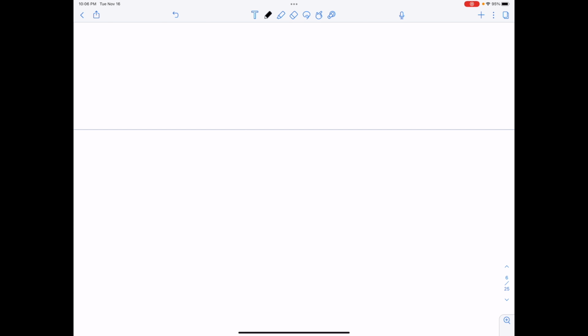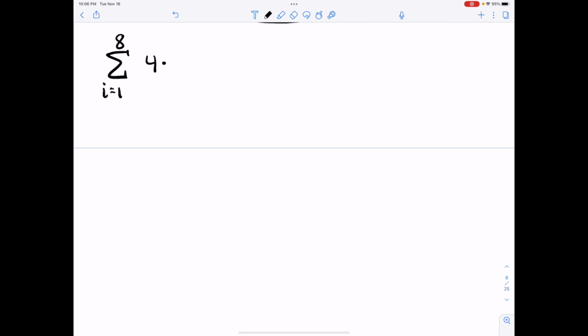Okay, what if they throw in that sigma again? Remember that? The Greek letter sigma, that means summation. I equals 1 to 8 in this case. This time we have 4 times 5 to the i power. So they're basically wanting you to figure out, if you plugged in 1, 2, 3, 4, 5, 6, 7, 8, and then added up the results, what would you get?